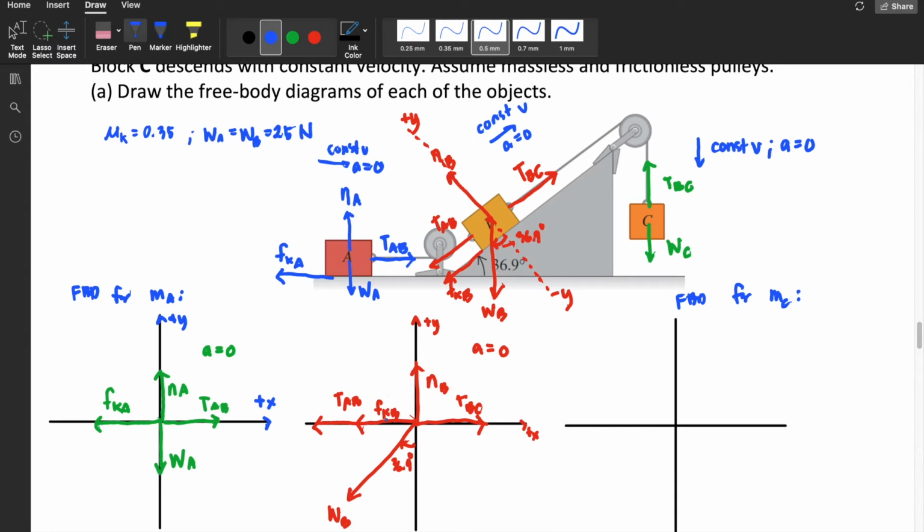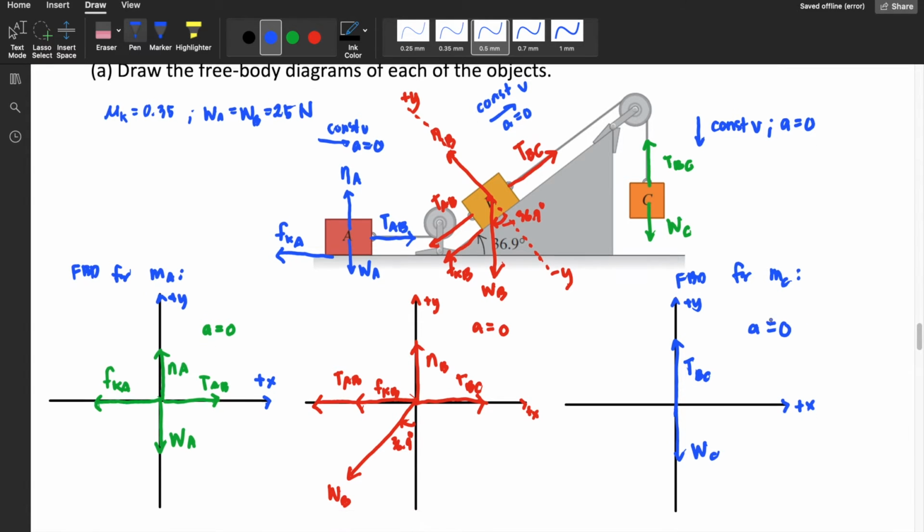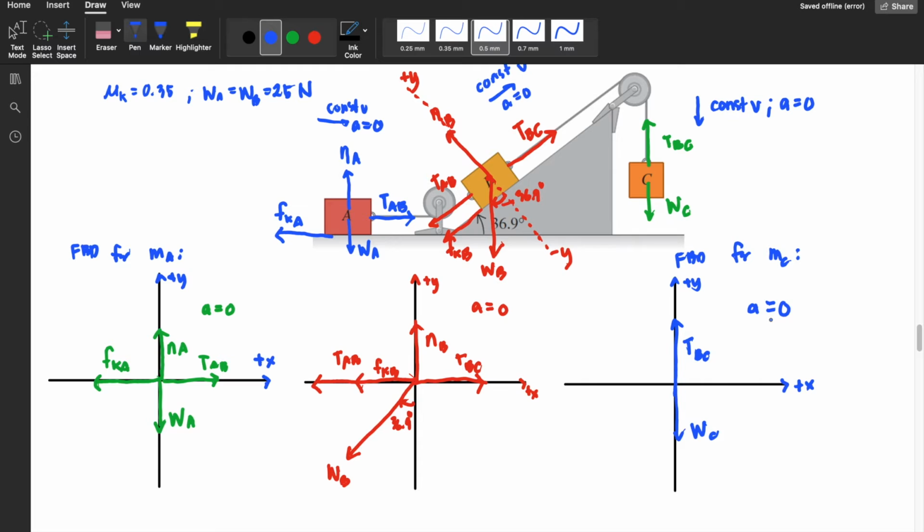Okay, I forgot to put labels here. So you'll have positive Y and then positive X. So the tension TBC is upward and then you'll have WC downward. Still, acceleration is simply equal to 0. Okay, so here is that next, they look like our earlier free body diagrams, no?